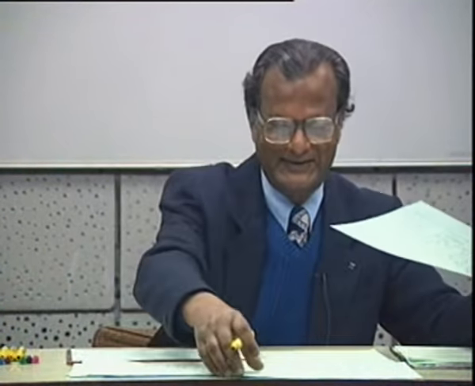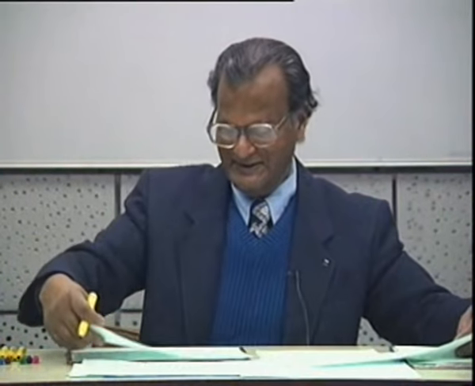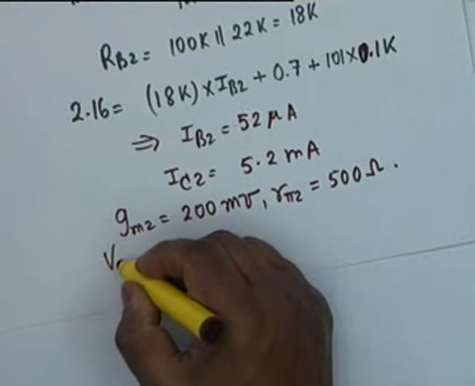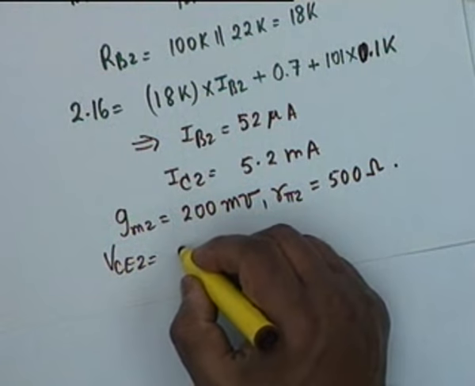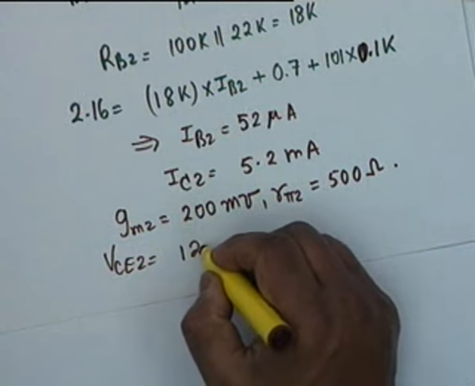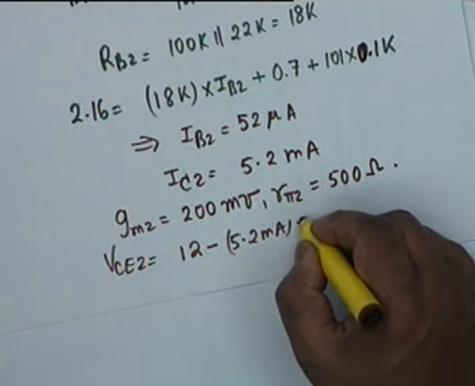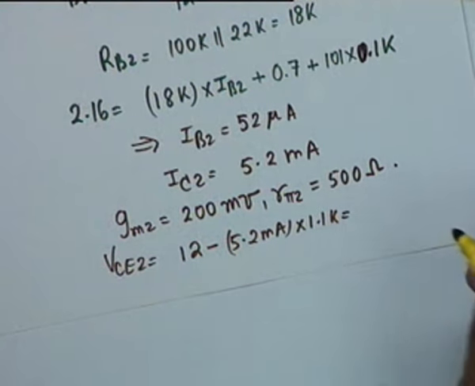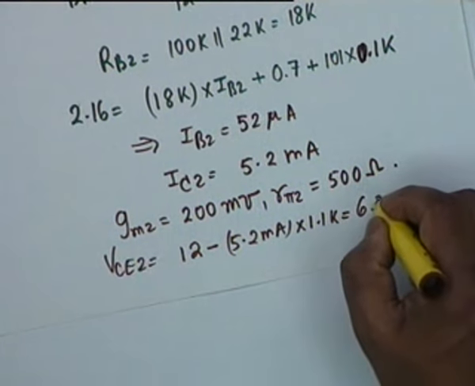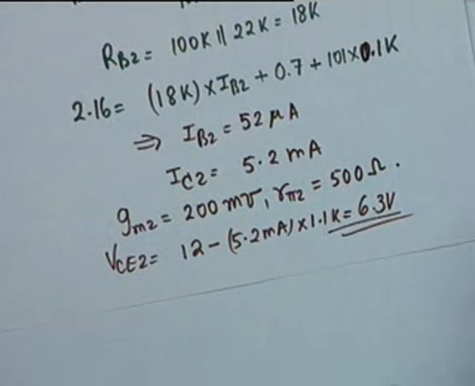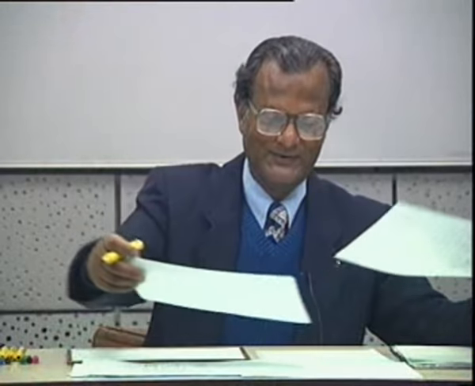Okay, great. I was expecting this question. VCE2 is equal to 12 minus 5.2 milliampere multiplied by 1.1K. How much is this? 6.3 volt. This is not low. This is okay. So we are in business.